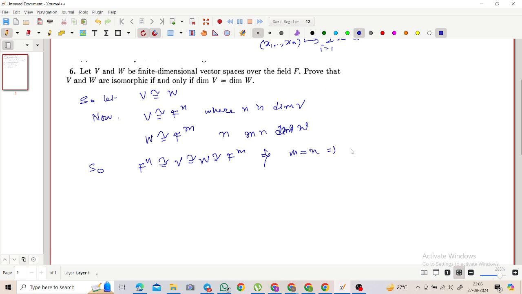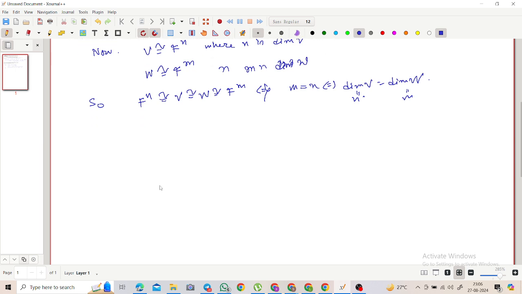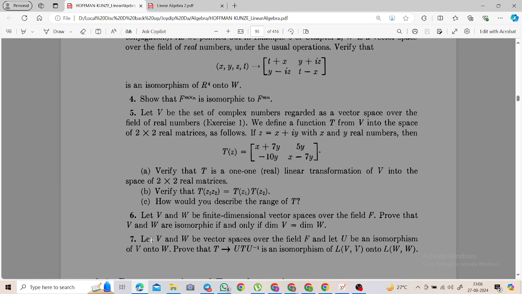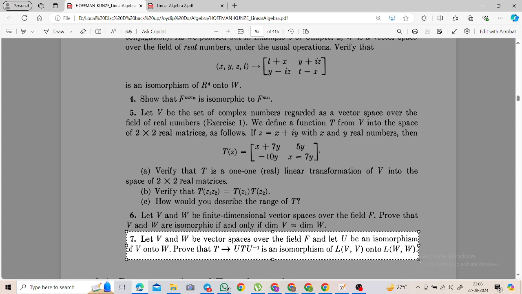Okay. Dimension V equals dimension W. And it's the same thing. I mean, if dimension V is equal to dimension W, call it m, call it n, sorry, just do the reverse. Okay. Is it okay? Let V and W be vector spaces over the field F and U be an isomorphism.